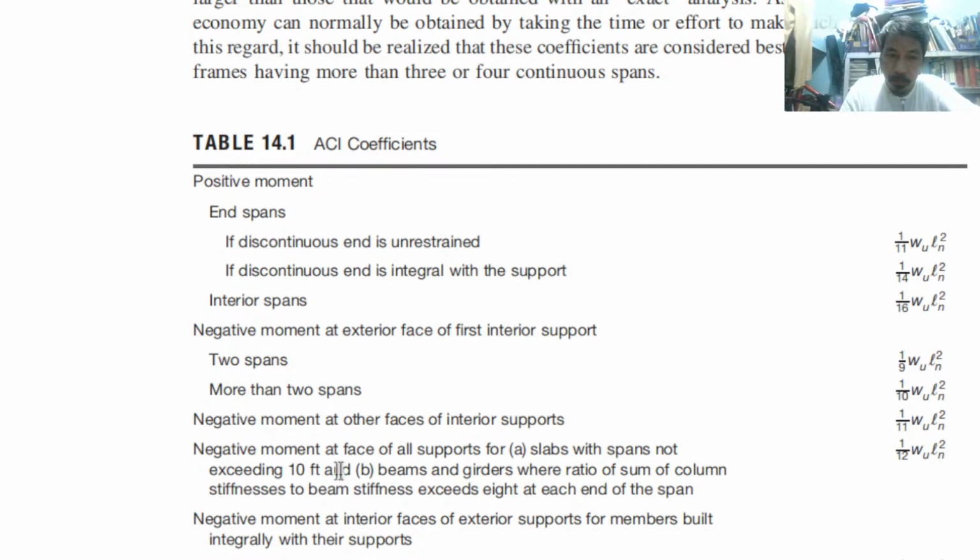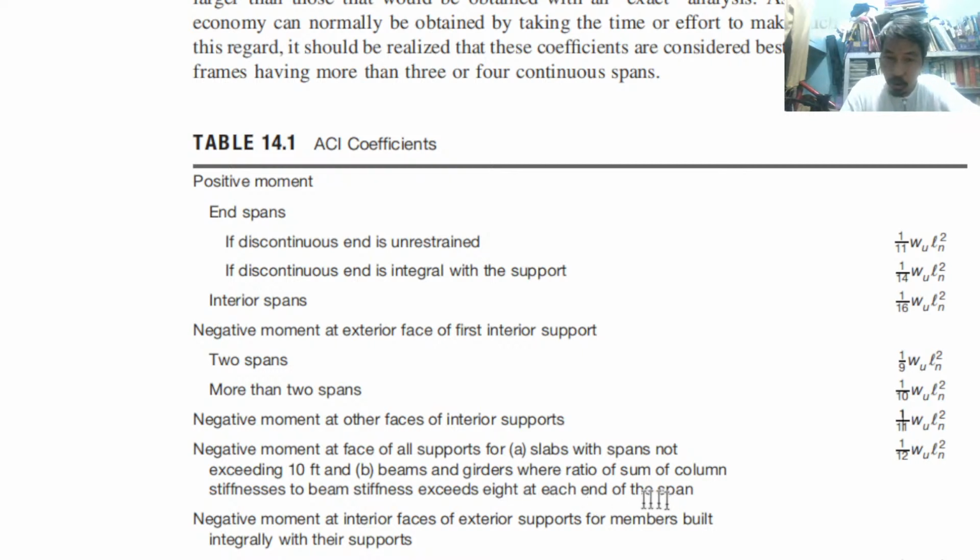If the span does not exceed 10 feet, in SI units that is 3 meters. Okay? If the slab span does not exceed 3 meters. Letter B: beams and girders where the ratio of the sum of column stiffness to beam stiffness exceeds 8 at its end of the span.